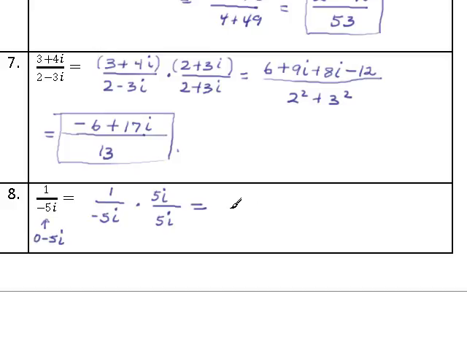All right, in the denominator, we have a negative 25 i squared. And in the numerator, we have 5i. i squared is minus 1. So we have a positive 25 here. And let's just reduce this, divide top and bottom by 5. So we have i in the numerator over 5.